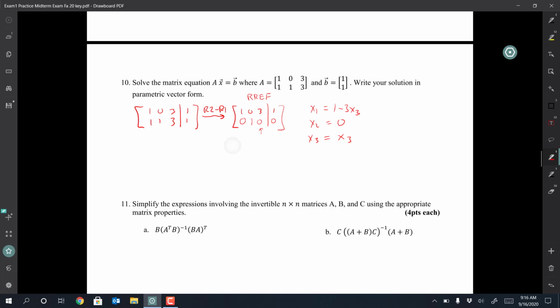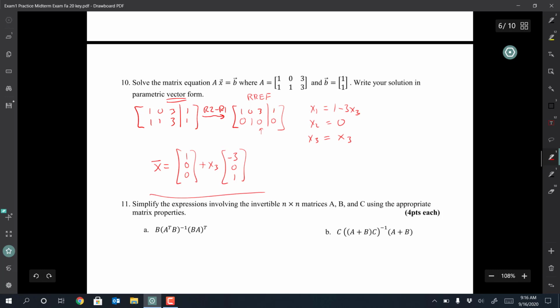Now I want to write my solution in parametric vector form. So I see that each of my components has constant stuff and x3 stuff. So my vector will have the constant part, 1, 0, 0, and the x3 part, where the coefficients of x3 are negative 3, 0, and 1. That would be my solution in parametric vector form.